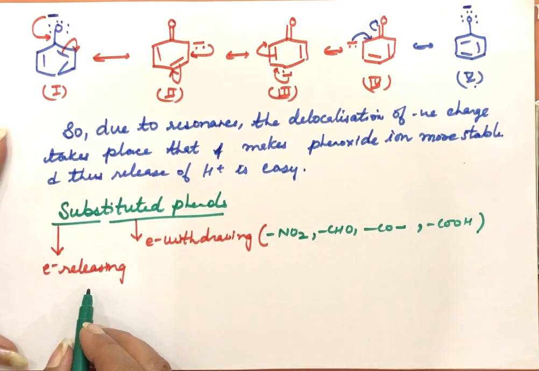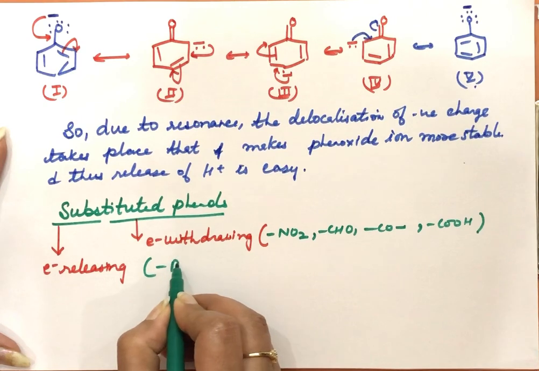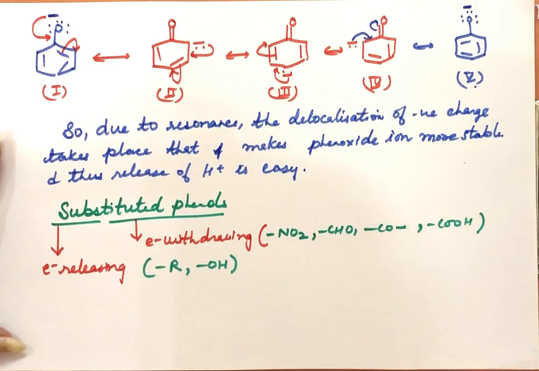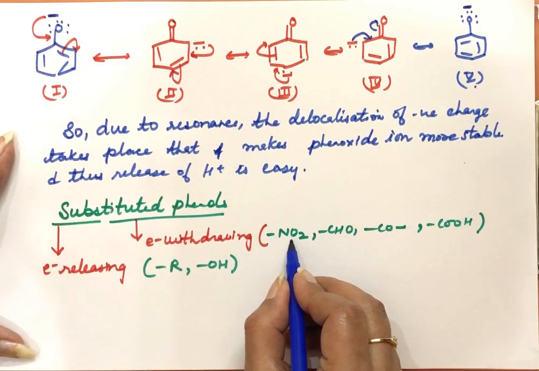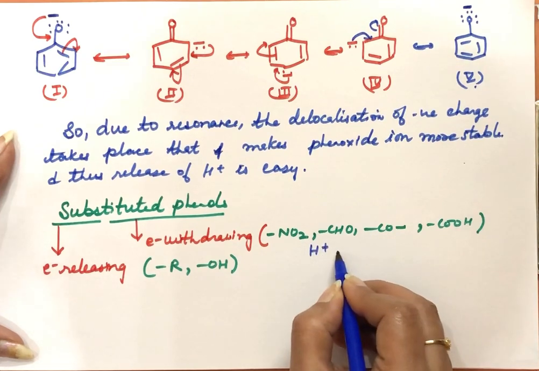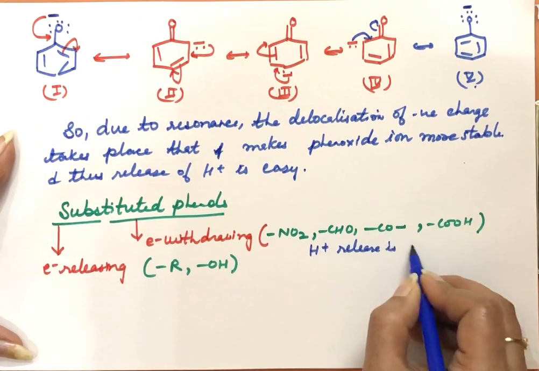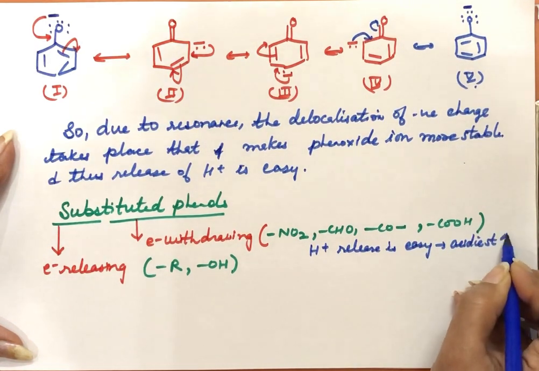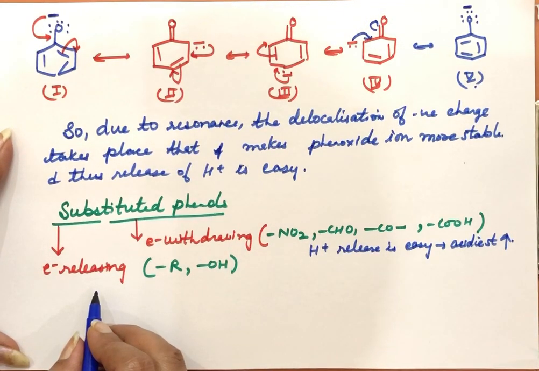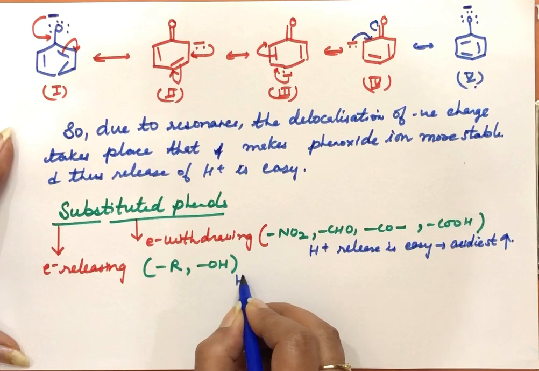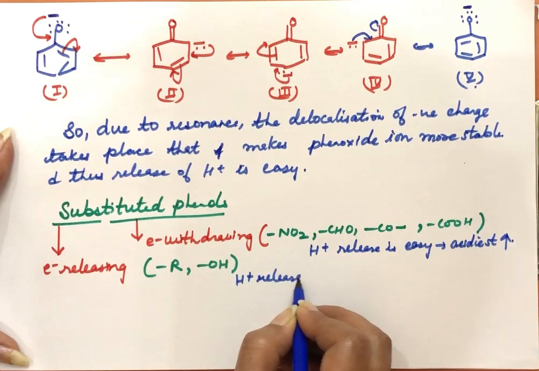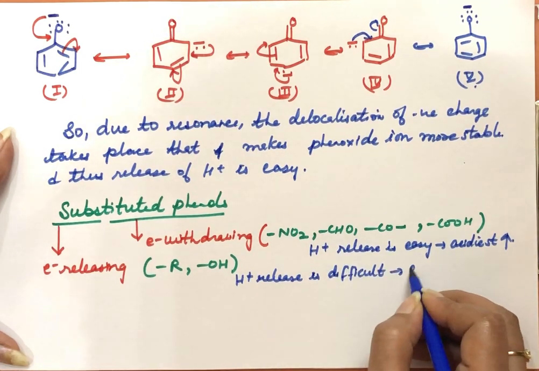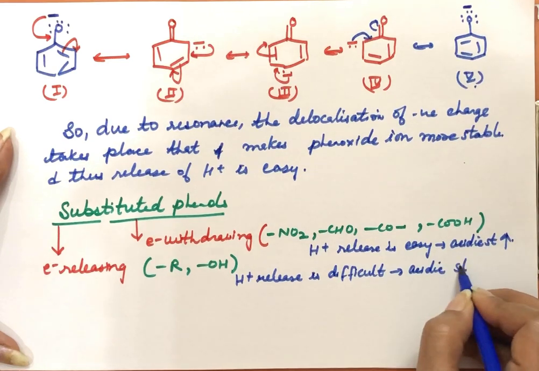An electron releasing example is like the alkyl groups are electron releasing in nature. We can take OH as electron releasing in nature. In case of electron withdrawing character, if electrons are withdrawn by these groups, release of H plus is easy. If release of H plus is easy, that means acidic strength is more. While in case of electron releasing group, they are giving the electrons. So when they give the electron, O will not be so much deficient in electron. So H plus release becomes difficult. And if H plus release is difficult, that means acidic strength in these cases will decrease.